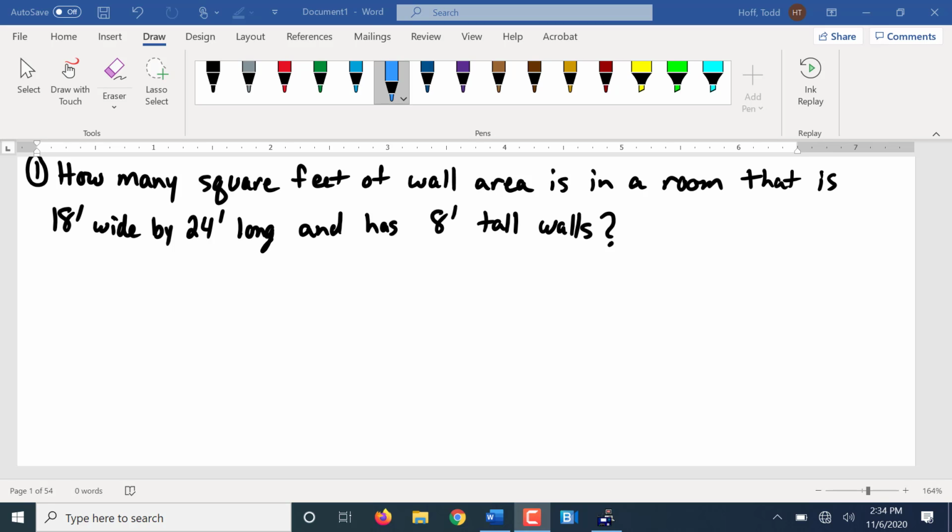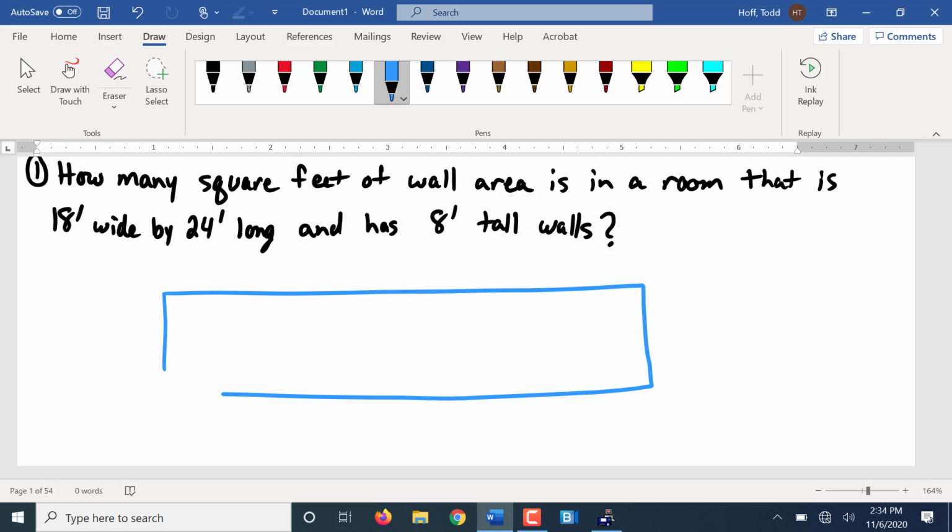Well, let's see how you're going on this. So the room is 18 by 24, with 8-foot high walls. To find the wall area, the easiest way is to just unfold all the walls to make one big long wall. Still going to be 8 feet tall.